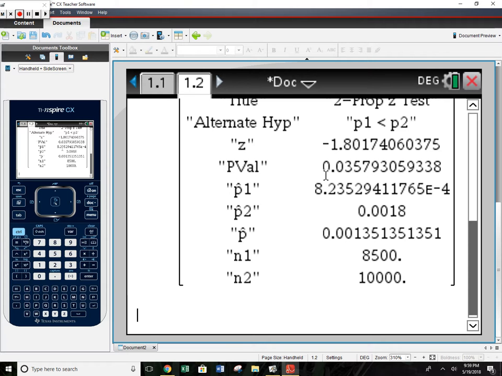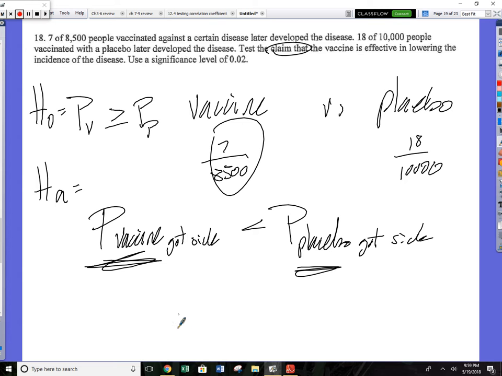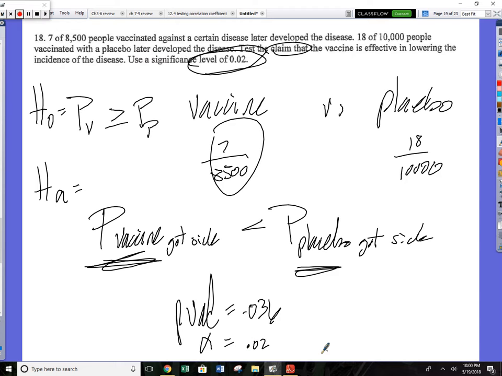And there we go. Okay, here's our p-value. Our p-value, that's what we're after. So the p-value is 0.036. Now most of the time they're going to use a significance level of 5%, but this time they ramped it up a little bit. So we're going to go 2%.